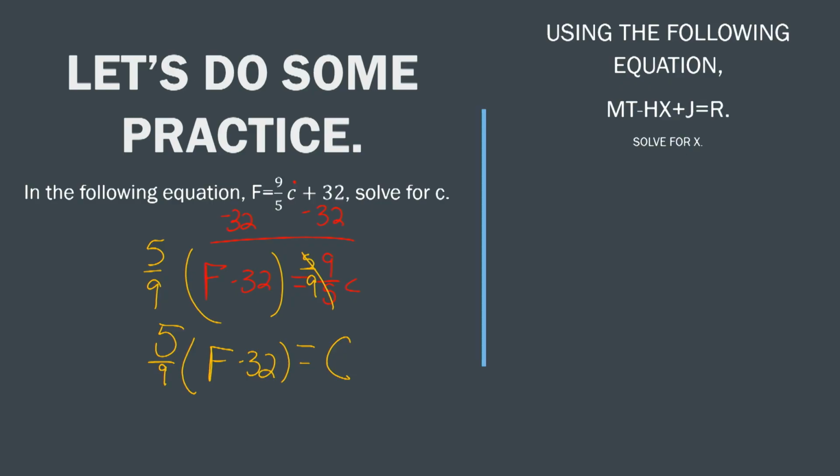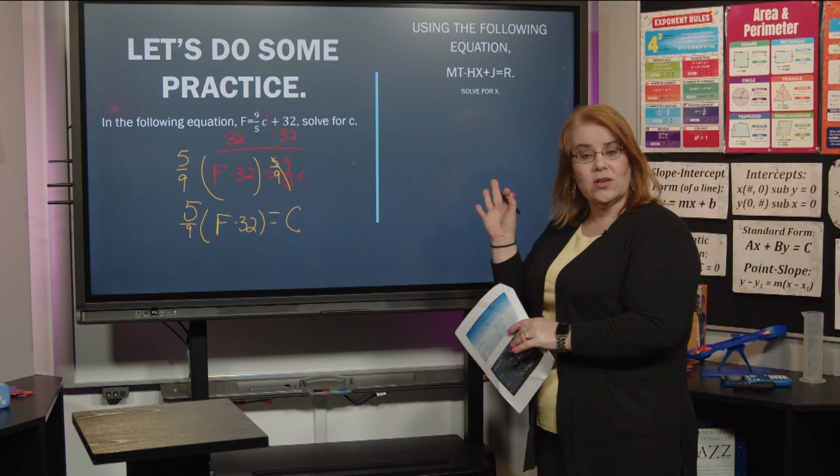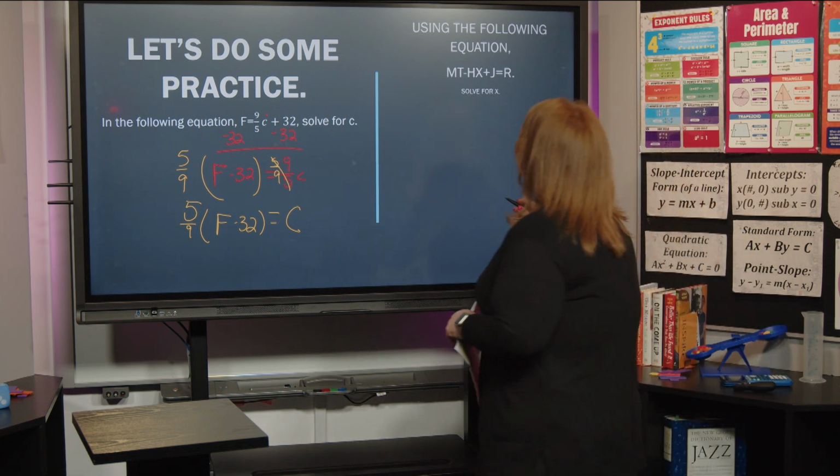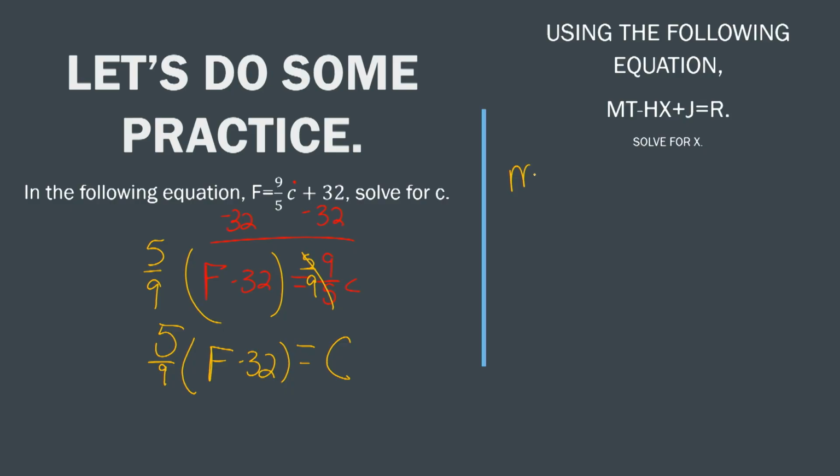Use the following equation. mt minus hx plus j equals r, and I'm solving for my x. So let's go ahead and try this one together. I'm going to do it on the board. You do it on your paper. Here we go. So I'm going to rewrite it. mt minus hx plus j equals r. I'm solving for my x. So the first thing I'm going to do is I'm going to move my j. So I'm going to subtract j on both sides. mt minus hx equals r minus j.